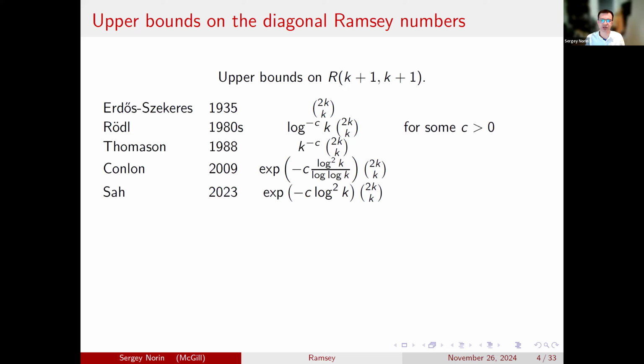So the improvement was first polynomial in k, which, if you think about it in terms of the logarithm of the Ramsey number, so if you think about what happens in the exponent, it's a single logarithmic factor, and then Conlon improved it to almost the square of the logarithm in the exponent. So optimizing further Conlon's method improved it to just a square of the logarithm in the exponent.